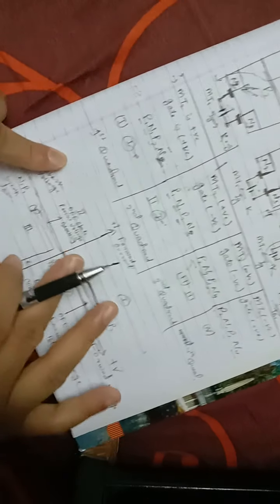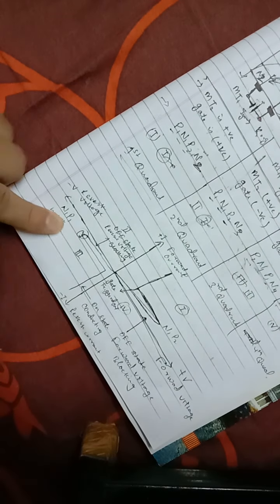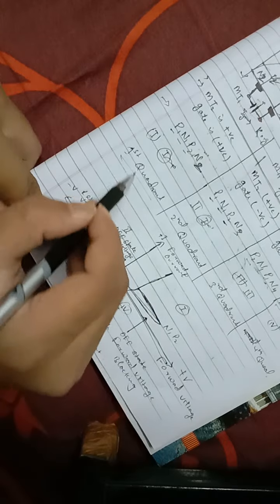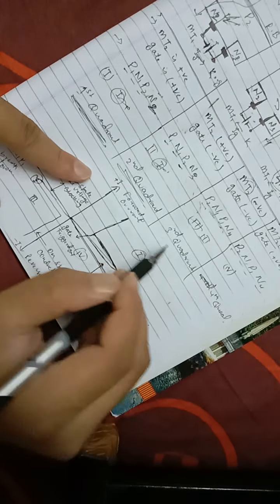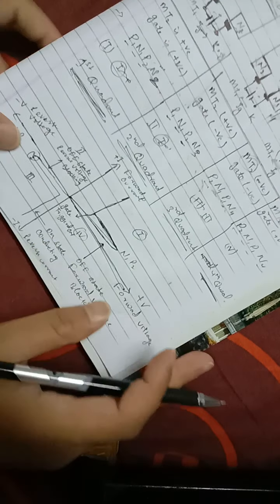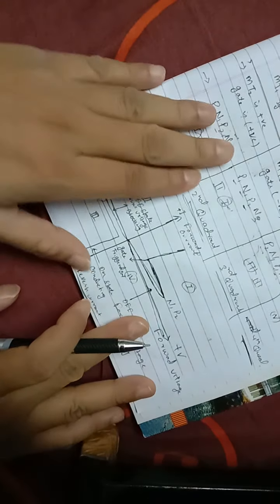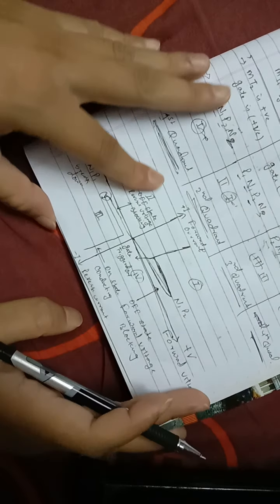Okay. Now what happened? This mode of operation will work for first quadrant. This will work for second quadrant. This will work for third, and this will work for fourth quadrant. Now what is in the VI characteristic? We will understand how these modes of operation work.